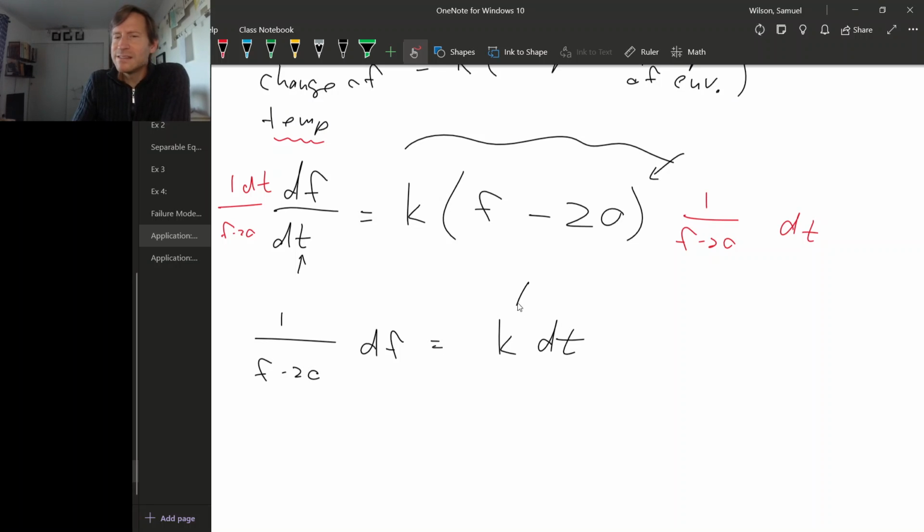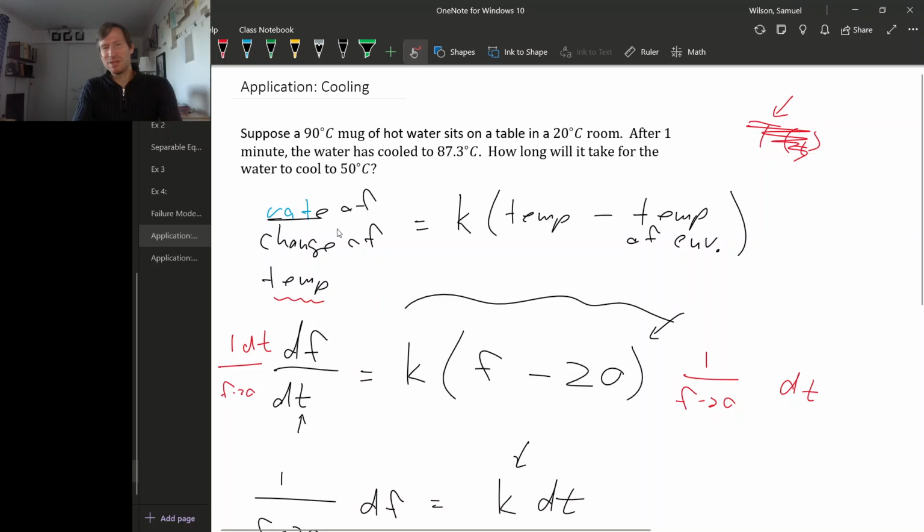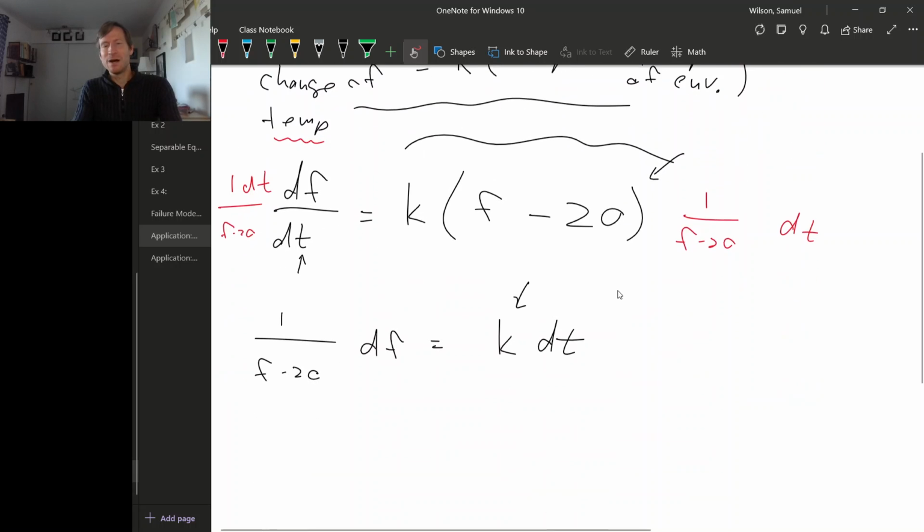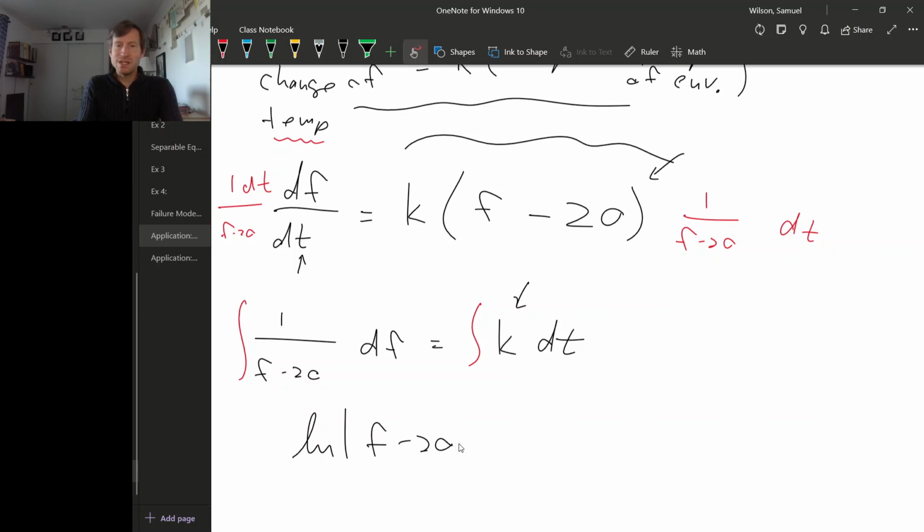Now remember, k isn't a variable. K is a constant, the constant that came up in Newton's law of cooling. We don't know what it is, so we'll have to find k later. When we do our integral, remember that on the right-hand side, t is the variable, not k. On the left-hand side, the integral with respect to f is natural log absolute value of f minus 20. On the right-hand side, we get k times t plus a constant. Don't forget your constant.